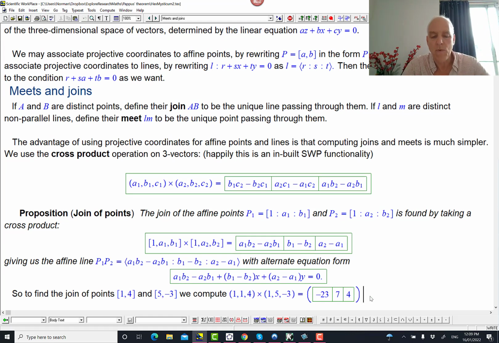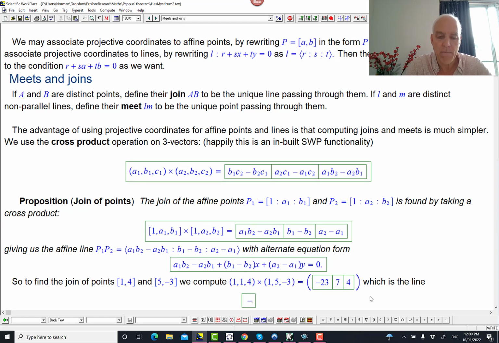What is that? Which is the line with traditional equation -23 + 7x + 4y = 0. And if we check, if we plug in (1, 4), we get 7 and 16, that's minus 23, that is indeed 0. If we plug in (5, -3), we get 35 minus 12, that is indeed 23. So yes, indeed, these 2 points actually do satisfy that line.